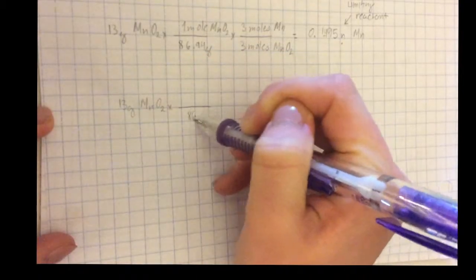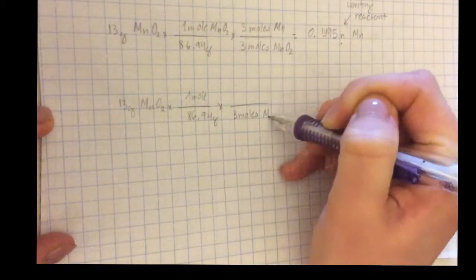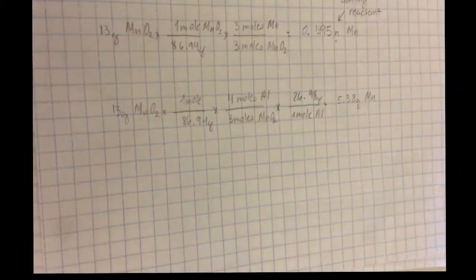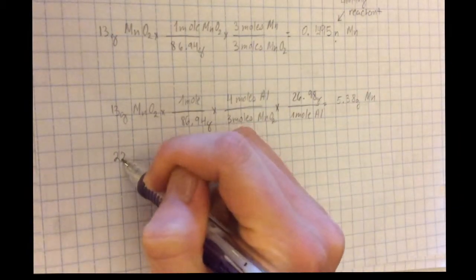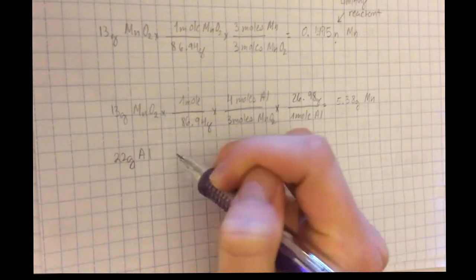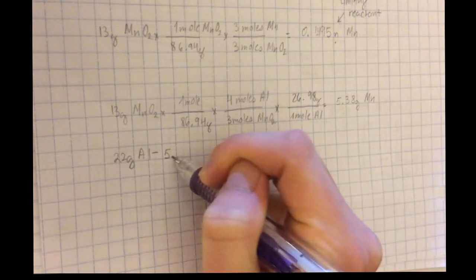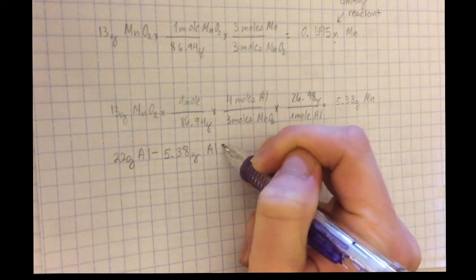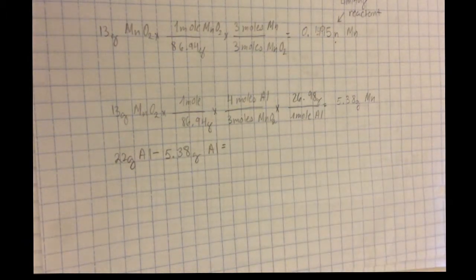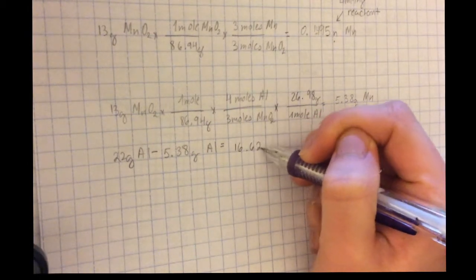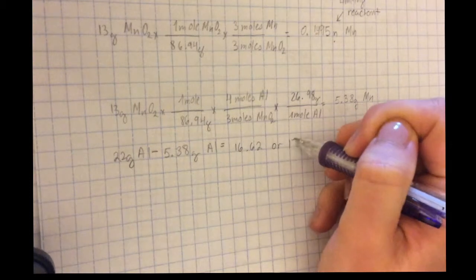Now we will use the 13 grams of manganese oxide to find the amount of grams of aluminum that will actually be used up in this reaction. I made a typo where I wrote 5.38 grams of Mn or manganese. I actually meant 5.38 grams of aluminum. So then we take the initial amount of aluminum, 22 grams, and subtract 5.38 grams from it. The result is 16.62 grams of aluminum that won't react. Again, I made a typo. I meant 17 grams of Al will be left over.